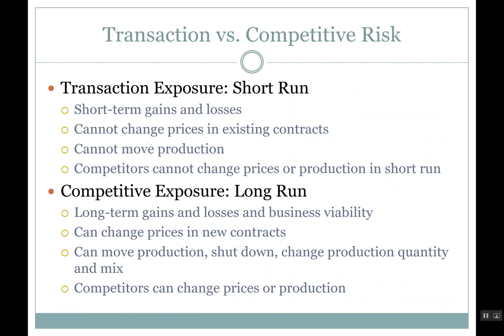Again, you can think about transaction exposure as short run. It's short run gains and losses, cash flow gains and losses. In the short run, you can't change your prices, you can't move production, and competitors can't move production or change prices. It's as if we've all set out a catalog and committed to those prices. Competitive exposure is long run. In the long run, you have the ability to change prices, your competitors have the ability to change prices, and you and your competitors have the ability to move production somewhere else. So this is the topic of competitive exposure.